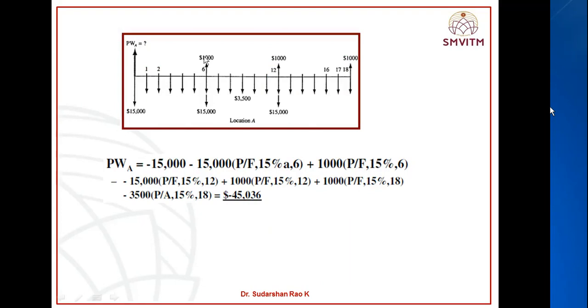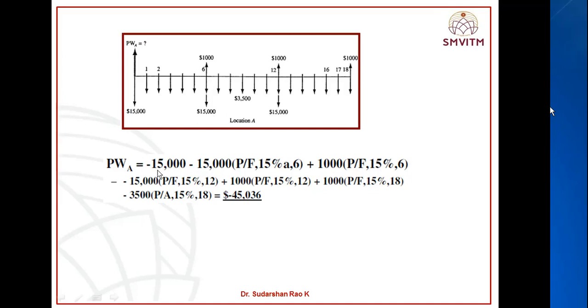Here both the cost and the benefit or revenue are considered, so the cost is negative, minus 15,000. Then 3,500 every year for the 18 years, and 1,000 after 6 years. Then the same is repeated here: 15,000, 3,500, 1,000, 15,000, 3,500 and the 1,000, like this.